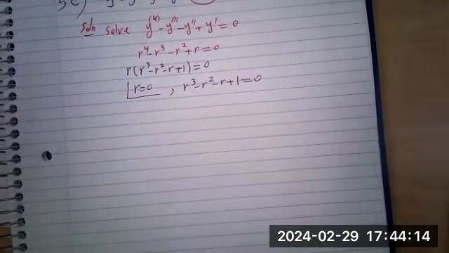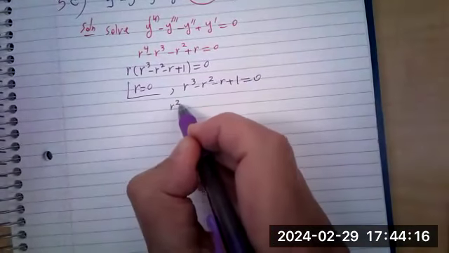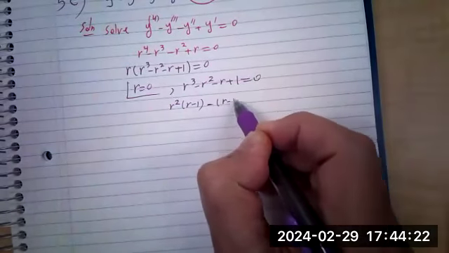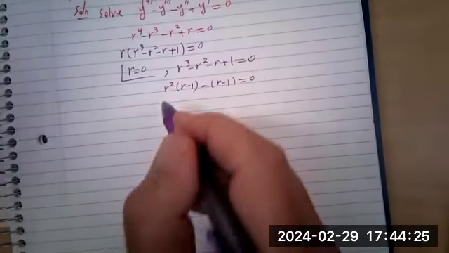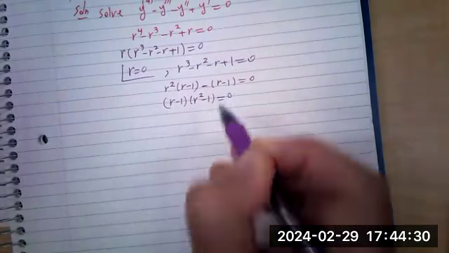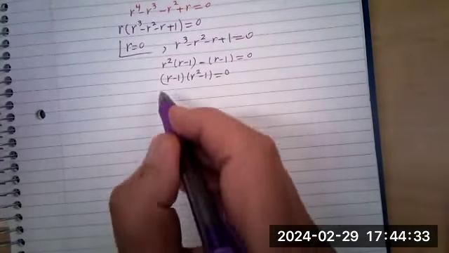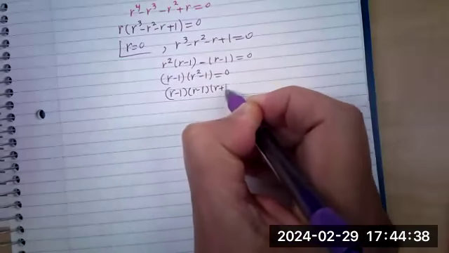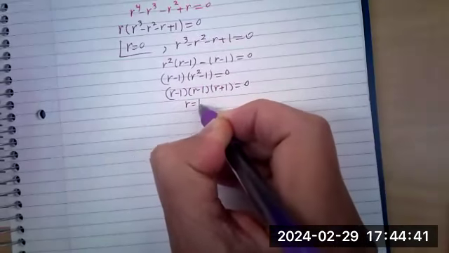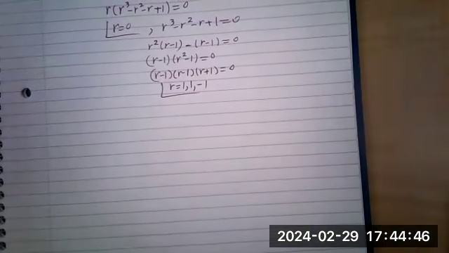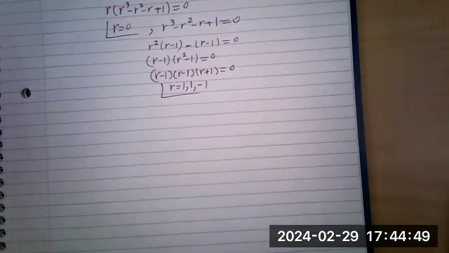Using the grouping method, factor it. Put out the r squared from the first one, then give r minus 1. You need r minus 1, so factor out the negative sign. We have the common factor, so that gives you r minus 1 times r squared minus 1. This is like r minus 1, r plus 1. So we have a repeated root over here. We should have 4 solutions, so this is it: negative 1, 1, 1, and 0.